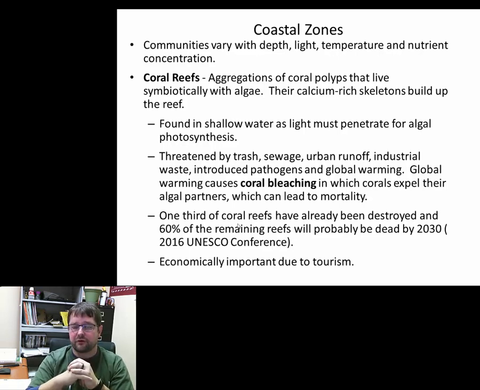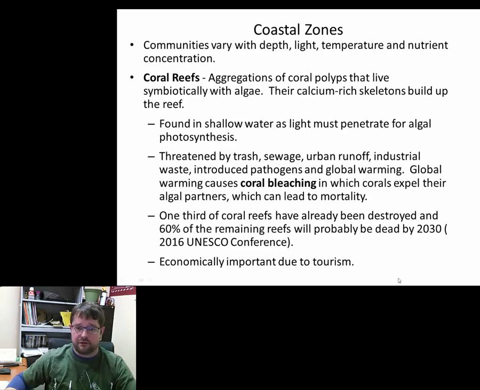This is going to be a drastic change, and it's one of the most important pieces of the environment that we really need to save, because with the loss of coral reefs, we're going to lose a massive amount of oceanic biodiversity.